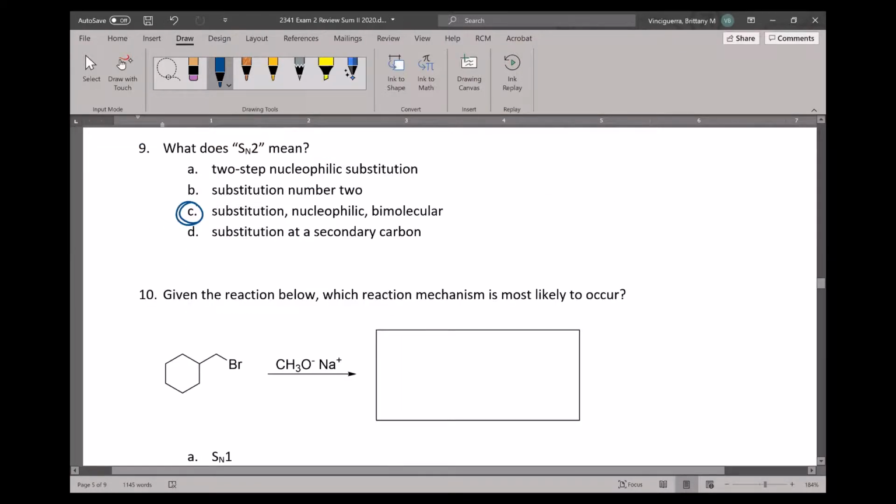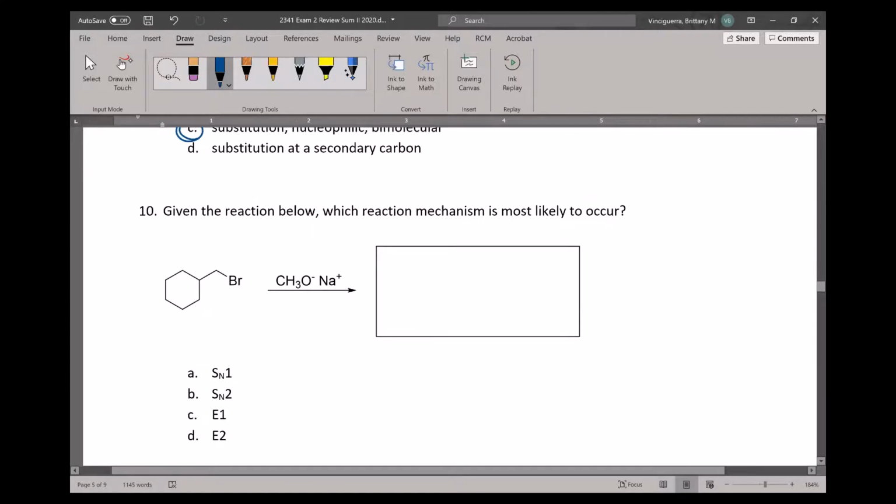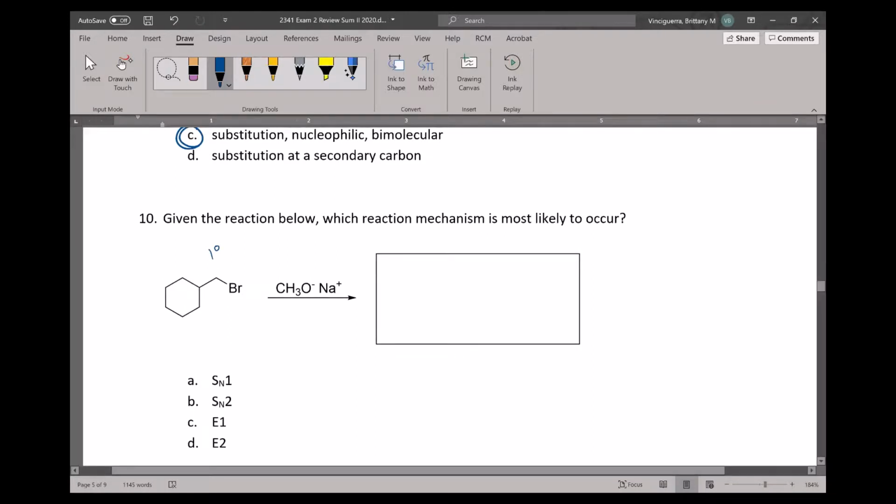Okay, so given the reaction below, which reaction mechanism is most likely to occur? So we have a primary alkyl halide. Which ones can we already eliminate as options here? SN1 and E1. Yeah, definitely not going to happen. Okay, so then to decide between SN2 and E2, what do we need to look at?